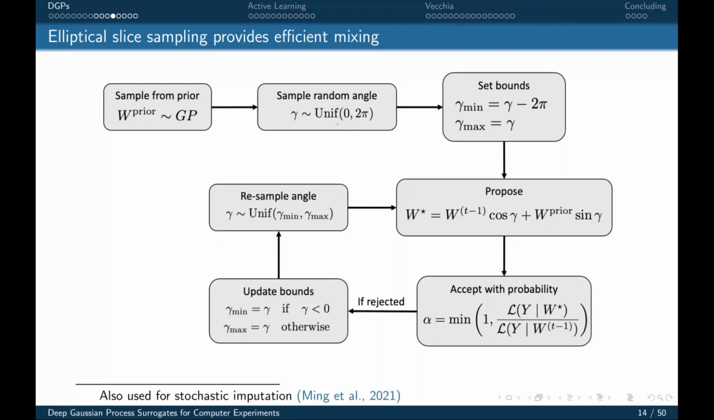Anytime you have a multivariate normal prior, you can do elliptical slice sampling, which is basically a weighted average of the prior draw and the previous draw in the Markov chain, which is accepted or rejected according to whatever model you're using. Here we're using multivariate normals for Gaussian processes, but when they wrote the paper, they used it for Cox processes and they used it for classification.